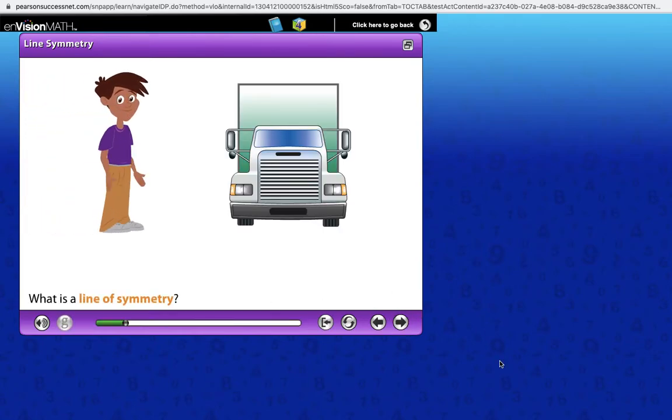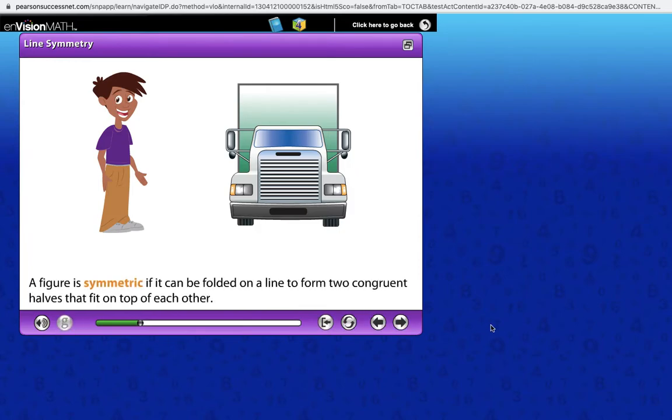What is a line of symmetry? A figure is symmetric if it can be folded on a line to form two congruent halves that fit on top of each other. As I said, I want you to understand the word congruent as well as symmetric or symmetrical or symmetry. Those are all different forms of the same word. It's a synonym for the same. So, if the right side is symmetrical to the left side, that means that they are the same. So, what they're saying is you are trying to form two congruent halves. Congruent means another way of saying that this half is the same as this half.